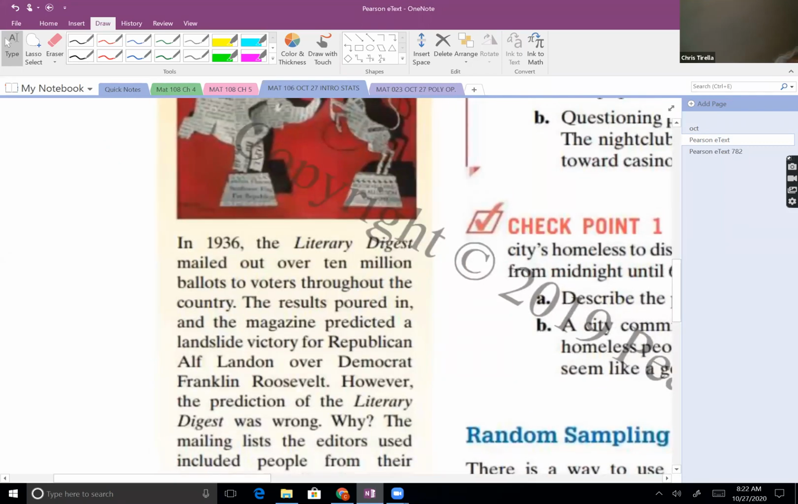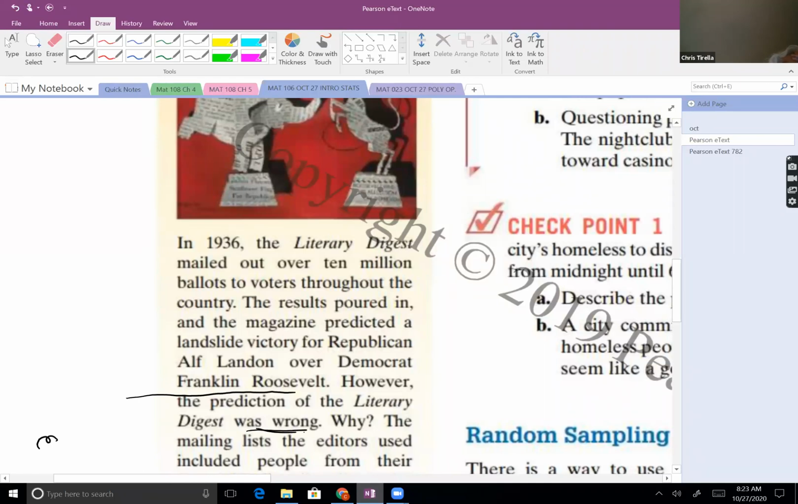It says, in 1936, the Literary Digest, which was a magazine, mailed out over 10 million ballots to voters throughout the country. The results poured in, and the magazine predicted a landslide victory for Republican Alf Landon over Democrat Franklin Roosevelt. So they published that Alf Landon was the winner. Does anybody remember a President Alf Landon? Does anybody remember a President Franklin Roosevelt? Yeah, he's my favorite. Yeah. And so do you see, it was wrong.